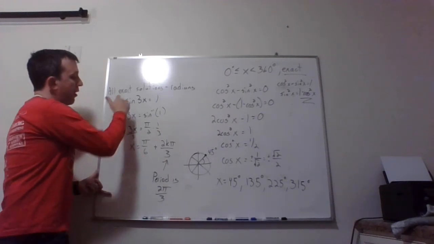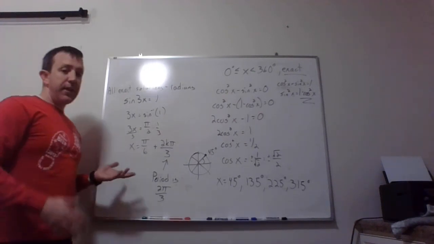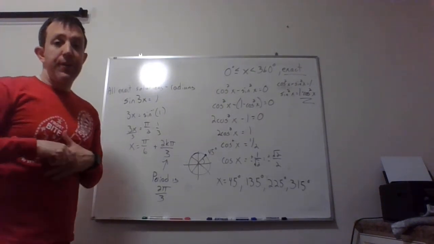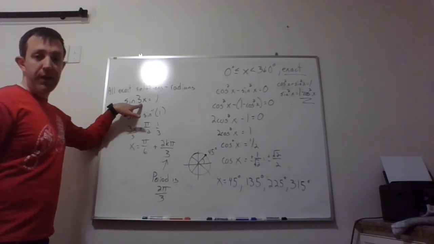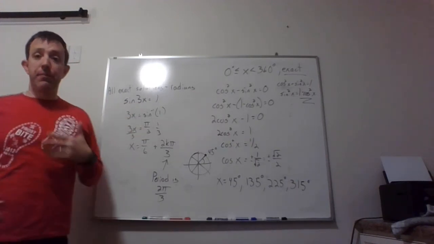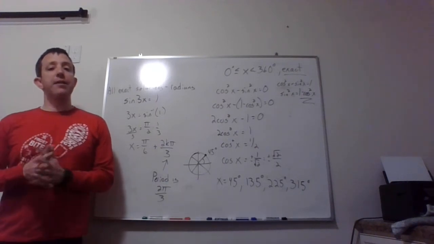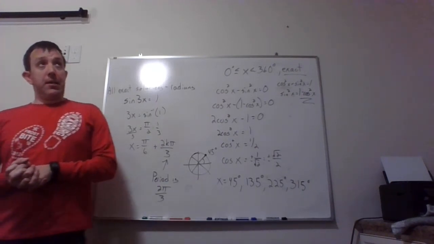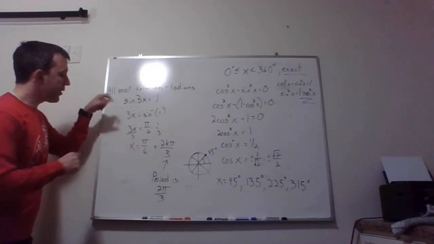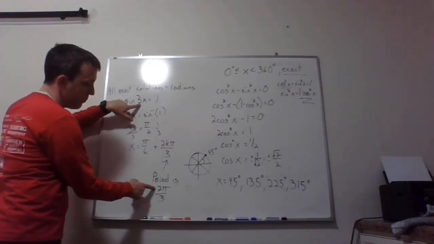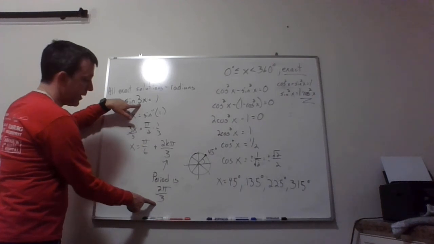Now, I want all exact solutions, so I need to add the period on. But this problem has a different period than most, because you'll notice that we don't have sine of x, we have sine of 3x. And so if you think back to section 5.5, when we did the graphs of sine and cosine, we know that the period here is going to be 2 pi divided by 3.